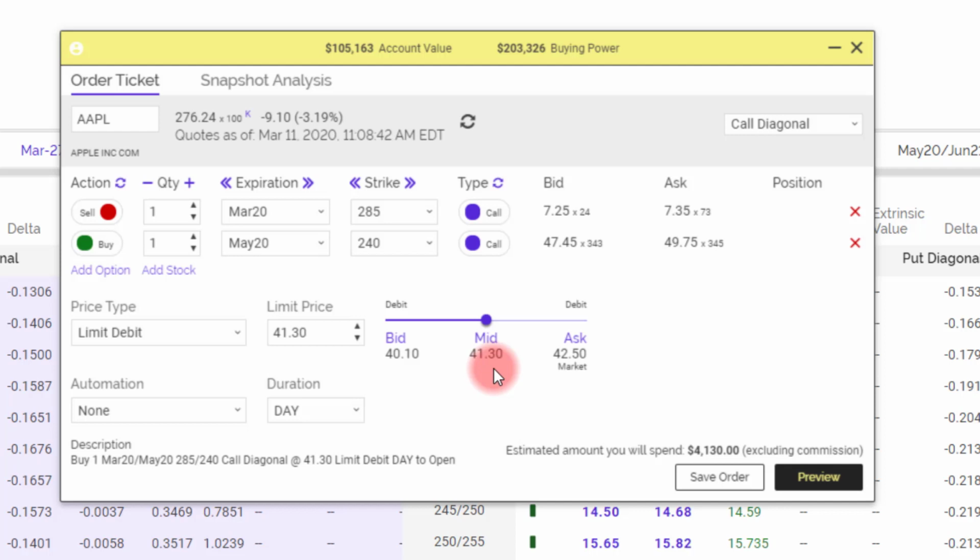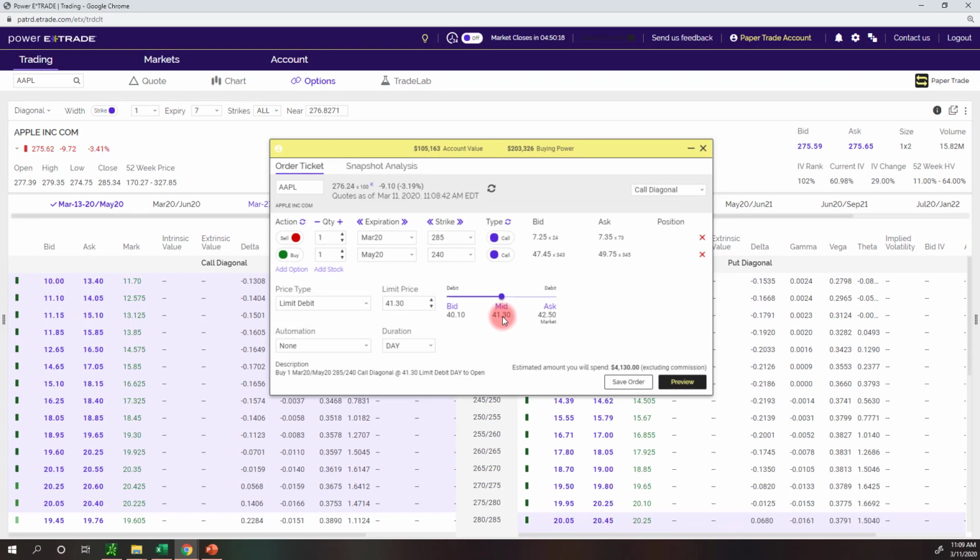And the worst case is you say, oh, you know what, I'll just exercise my long, let them take the shares from the short position, and you've now locked yourself into a loss. So again, the key is make sure when you're setting up your diagonal spreads that the difference in the strikes is greater than the cost, and you'll have a much better opportunity for profits.